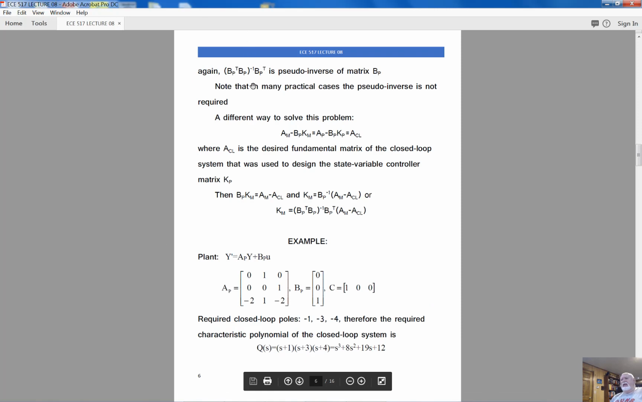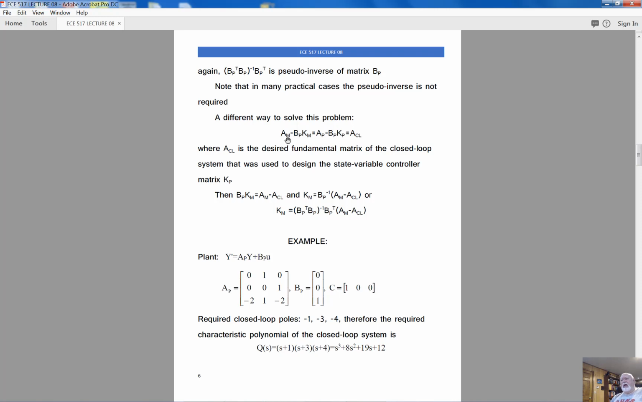You know, fortunately, there are not that many practical cases when pseudo-inverse is required. So you don't have to get too much involved, you don't have to think too much about the use of pseudo-inverse. Just keep in mind that this operation exists and could be utilized. However, it could be a slightly different way to solve the problem.